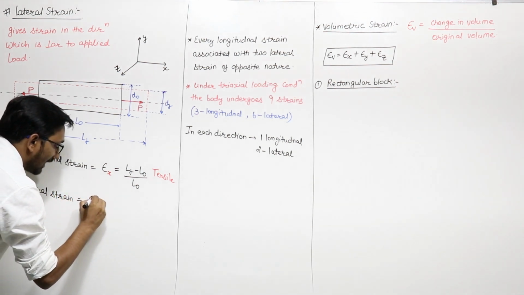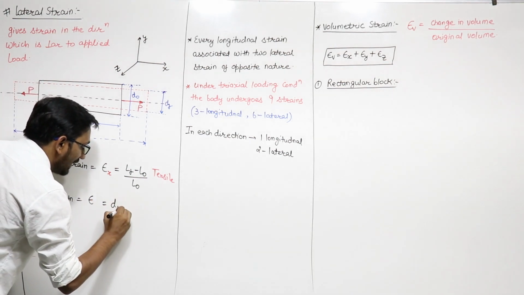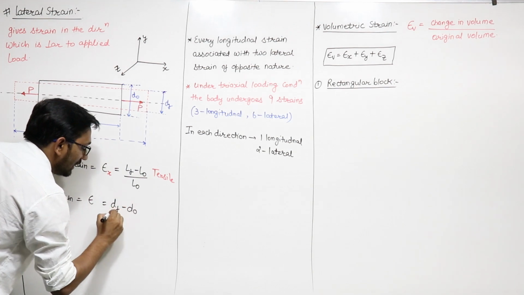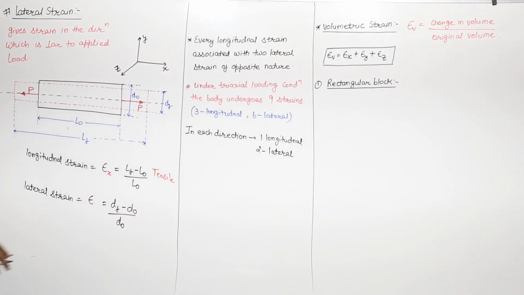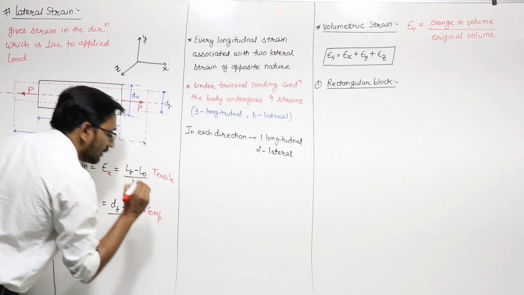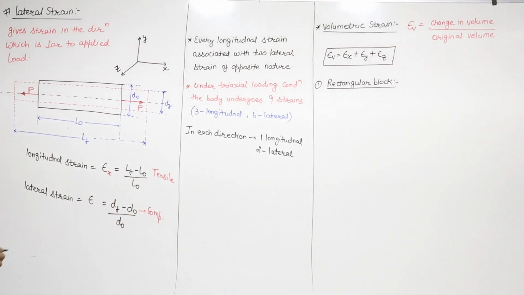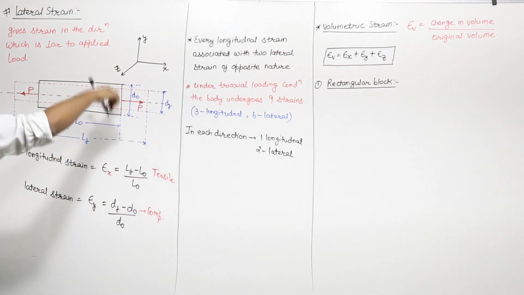So we can say from here that the lateral strain, epsilon lateral, is equal to your final diameter minus initial diameter upon initial diameter. This is the change of diameter upon original diameter, and the final diameter is less than initial diameter, so this is of compressive nature, and we can say that this is your epsilon y in the y direction.